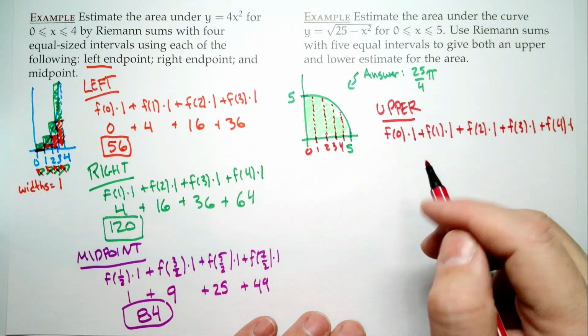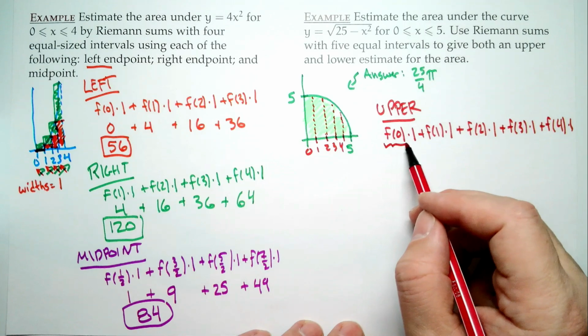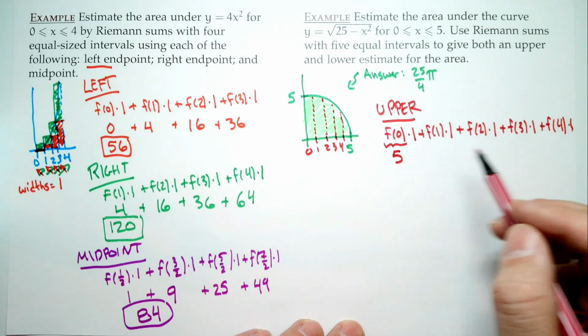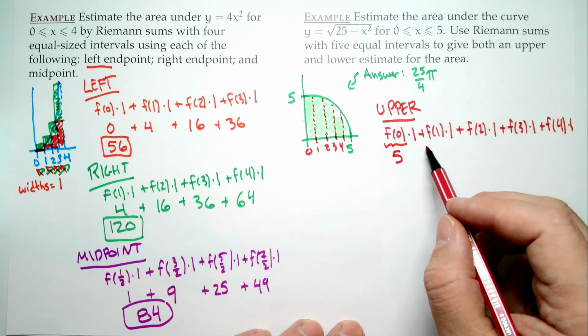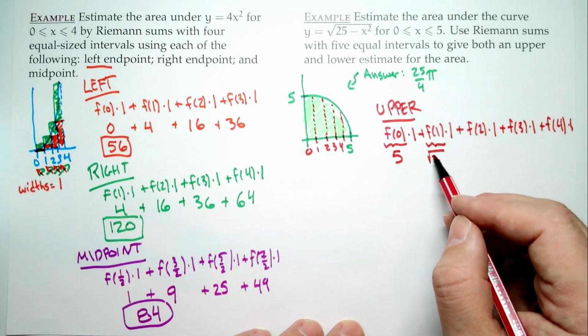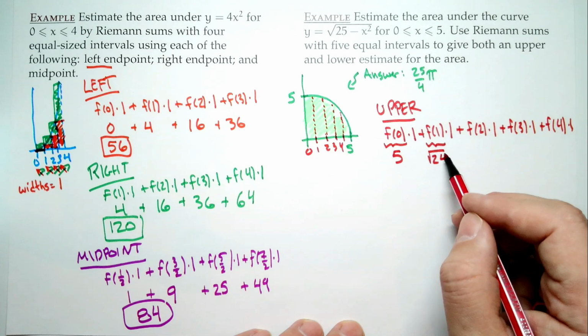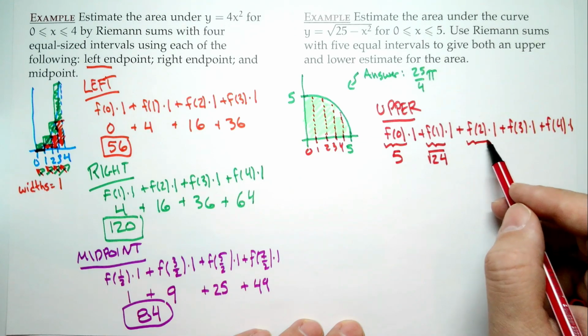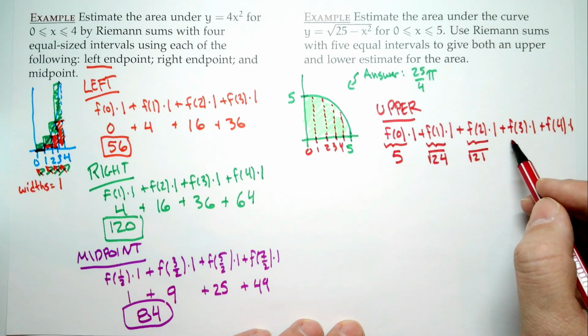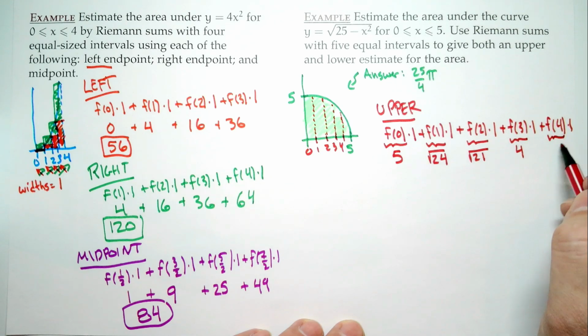Now we can read off our answers pretty quickly. What is f of 0? Plug 0 into our function. 5. F of 1? Square root of 24. F of 2? Square root of 21. How about f of 3? 4. F of 4? 3.